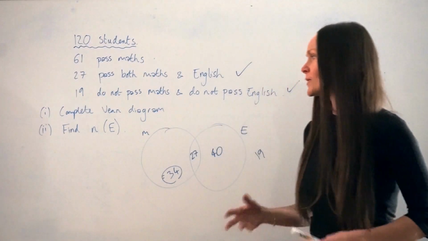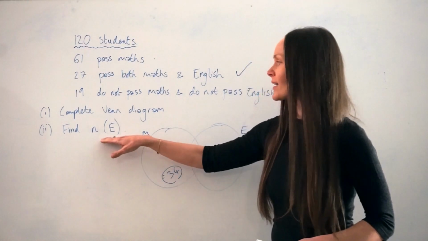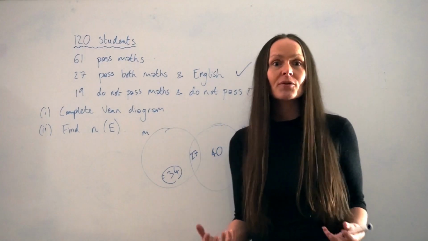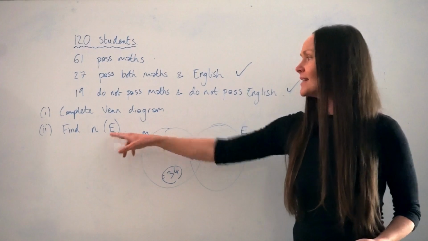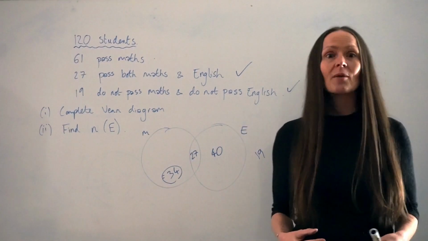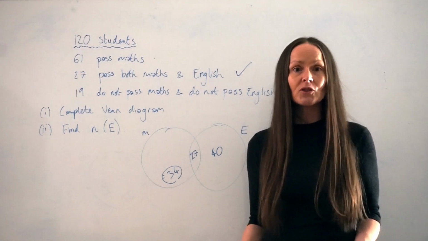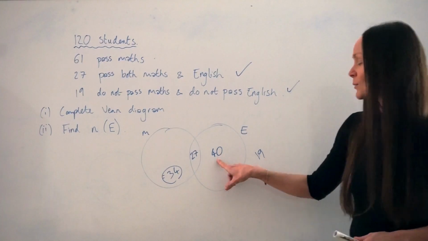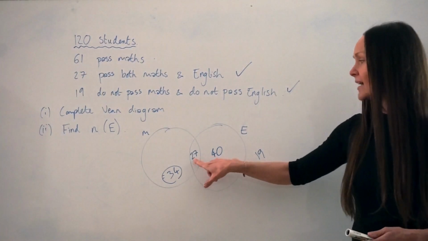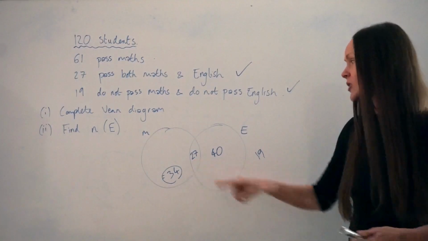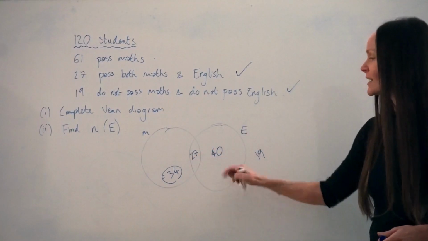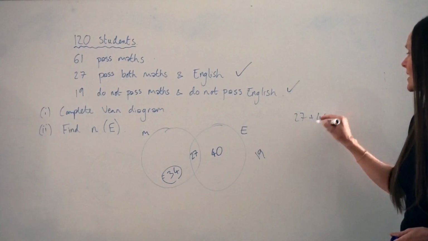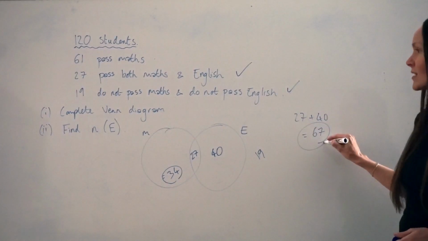So in part 2 of this same question, it says find n(E). Remember, when you see n in front of the brackets, it means find the number of elements in this set. Okay, so in this set, E. In this question, we're talking about students. So it means find the number of students that are in set E, i.e. the students that passed English. So I can see here there were 40 students that passed just English and 27 students that passed maths and English. So to work out all the students that passed English, you have to add these numbers together. Okay, so 27 plus 40 is 67. So that is the answer to part 2.